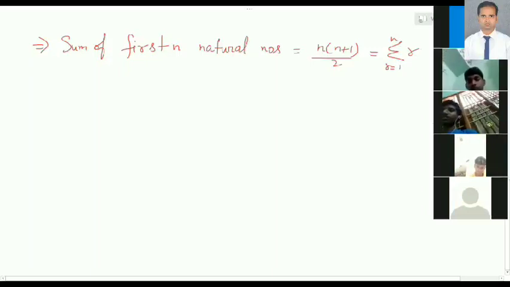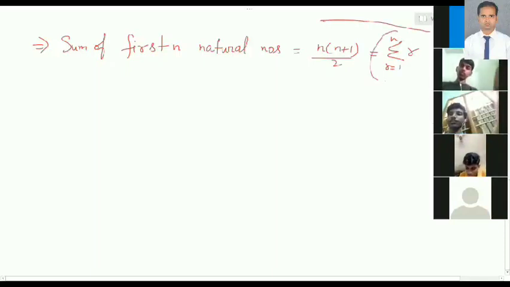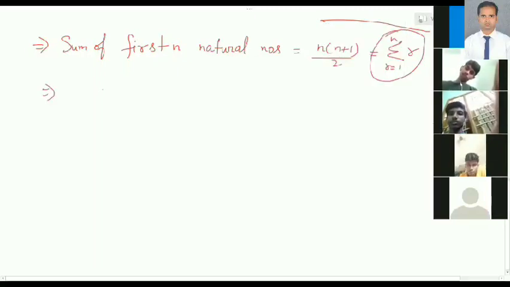Why? Because if you put r equal to 1, you will get the first term, 1 plus 2 plus 3 plus 4 up to n. Clear? In some questions, they will give only this part and you have to use this thing. We have one question in our worksheet. You'll see. Same like this, what can we write? Sum of squares of n terms.